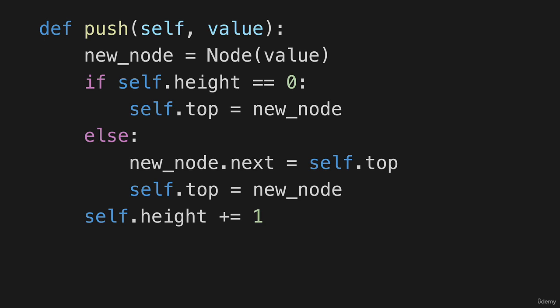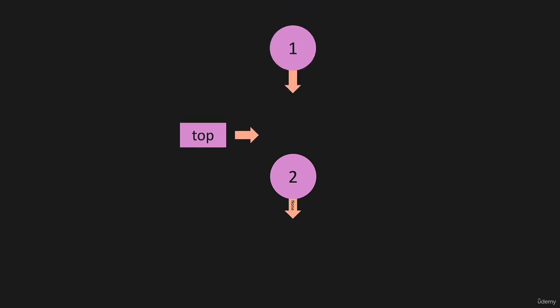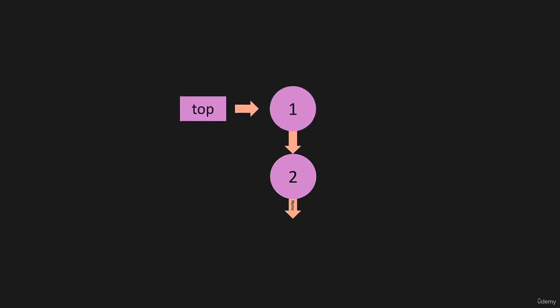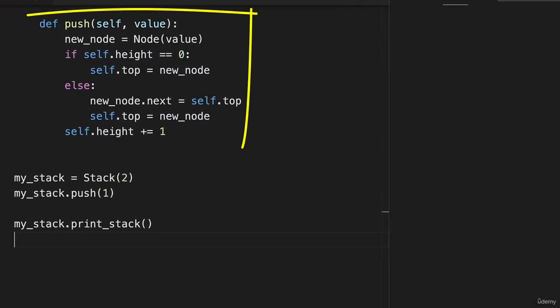So we'll look at this code in a moment in VS Code, and we'll create this stack with one item on it, and then we will push the number 1 onto that, and we'll print this out, and we should get 1 and 2. All right, so let's flip over to VS Code. There is our push method there.